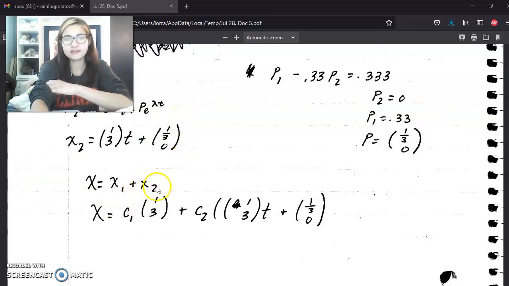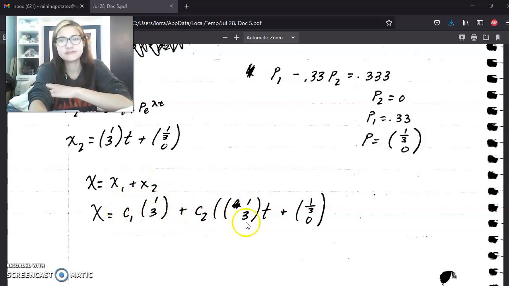And then in order to find the general solution, you just add the two solutions together. So x is equal to c1 times 1/3 plus c2 times (1/3 t plus 1/3, 0), and then close parentheses here.